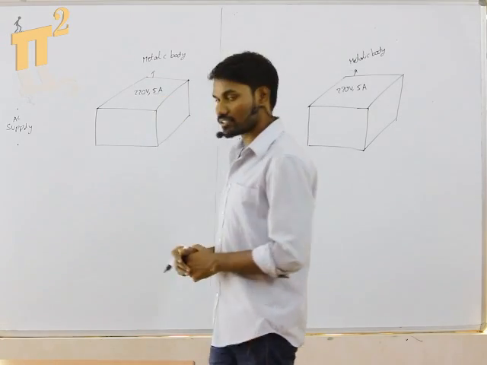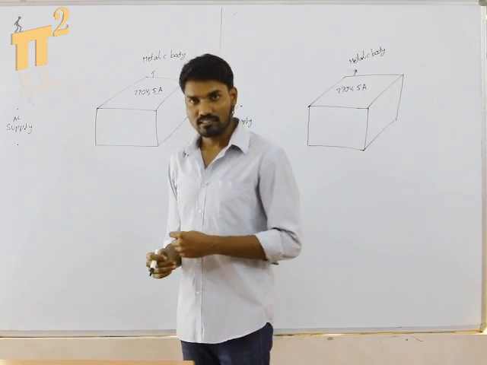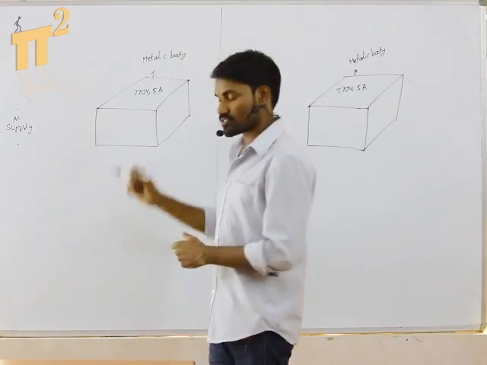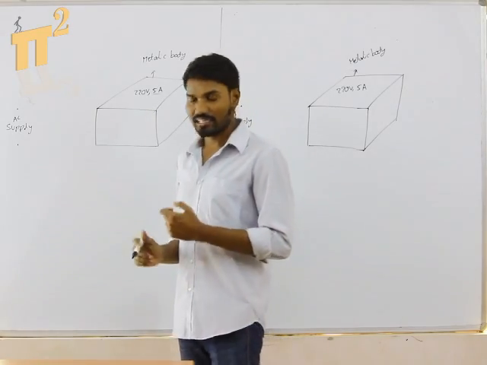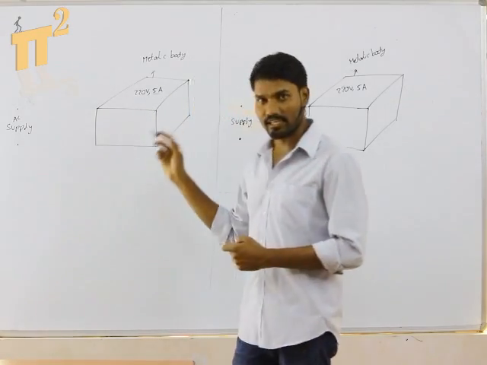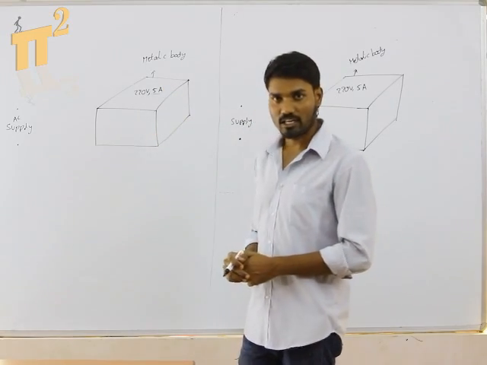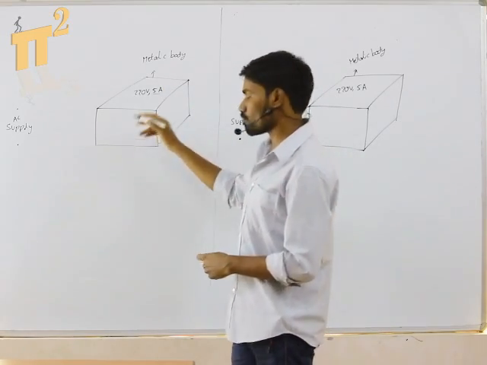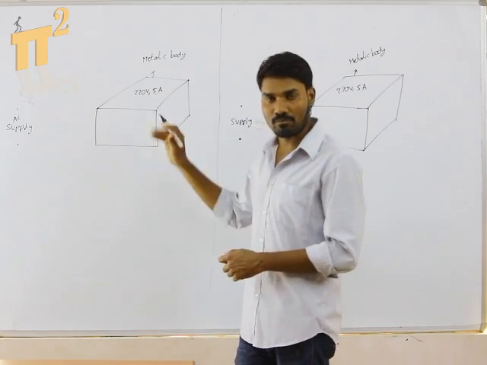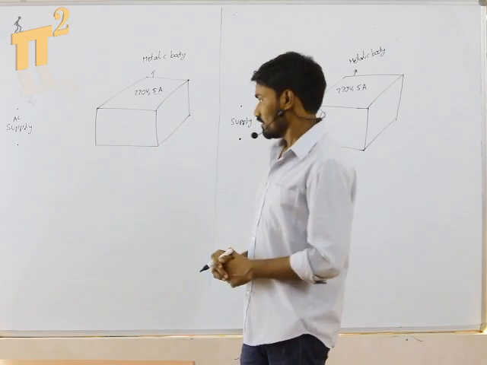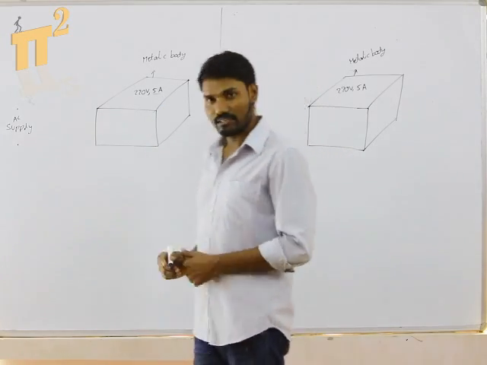This 5 ampere represents the rating of the appliance. It means this appliance is designed to carry 5 amperes, not more than that. If the current drawn by this appliance is more than 5 amperes, it will get damaged. So let's see.